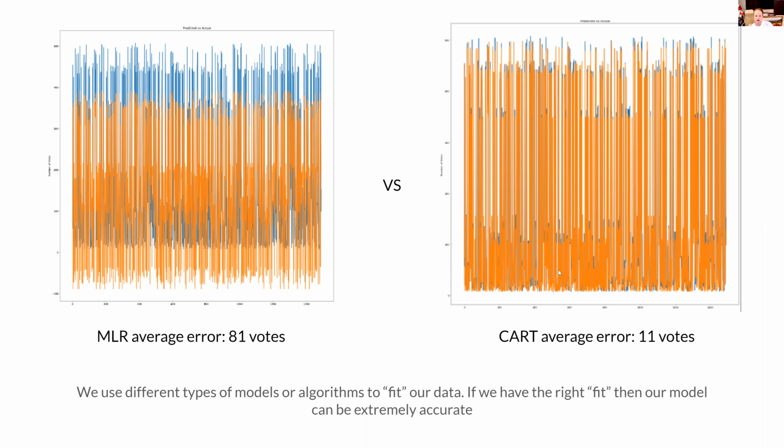So this shows how you can use different models to fit the data differently. There could be times where an MLR is actually a lot better than CART. But for this situation, my CART model was the most effective.